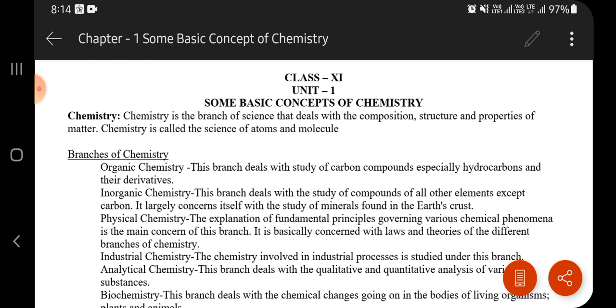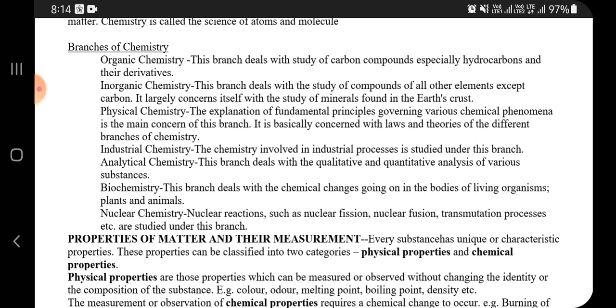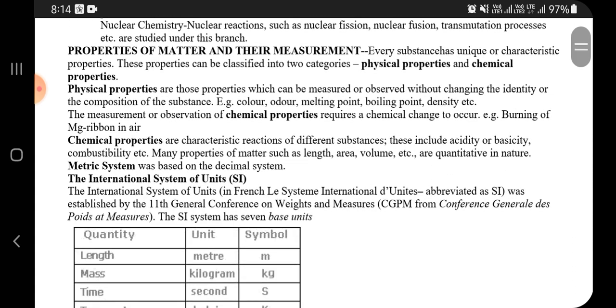There are different branches of chemistry: organic chemistry, inorganic chemistry, physical chemistry, analytical chemistry, biochemistry, and nuclear chemistry. Then, properties of matter and their measurements.